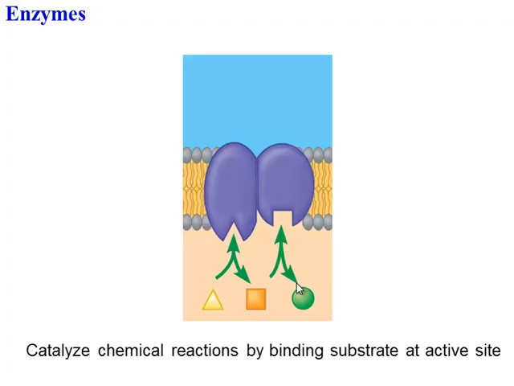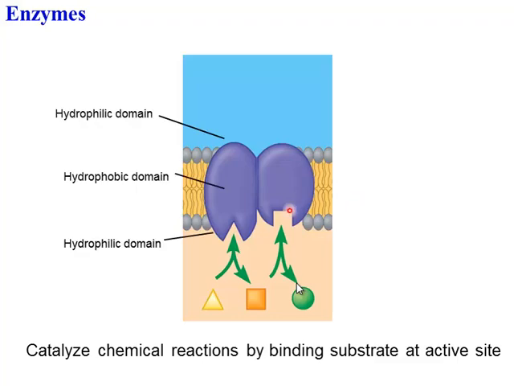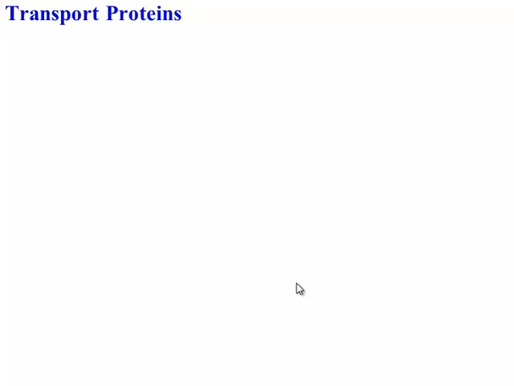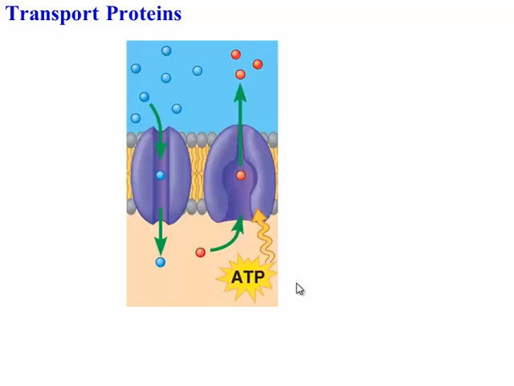Enzymes are something we're familiar with. They catalyze chemical reactions by binding the substrate at the active site to produce a product, which could then become the substrate for a different active site and become a different product. And again, we see these enzymes span the membrane, so there's hydrophilic domains on the inside and outside, and hydrophobic domains in the middle.